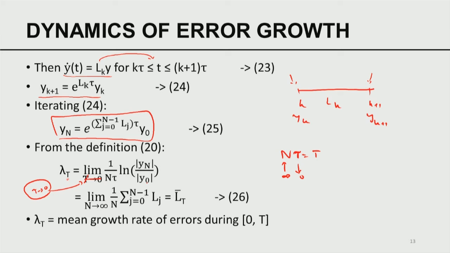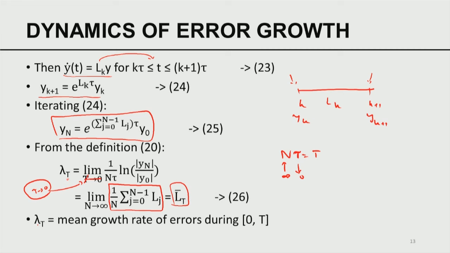Now if I substitute equation 25, the expression for yn, in here and simplify, what does it become? It essentially becomes the average of Lj. That is L bar T. Hey, that is a beautiful expression that comes from a simple derivation. So lambda T, which is a function of T, T is finite, becomes L bar T. What is L bar T? It is the average value of the Jacobian along the trajectory. That is just beautiful. So lambda t refers to the mean growth of errors during the interval 0 to t.